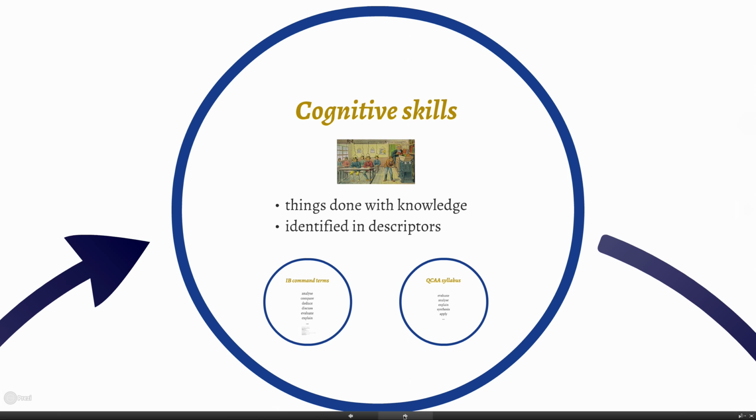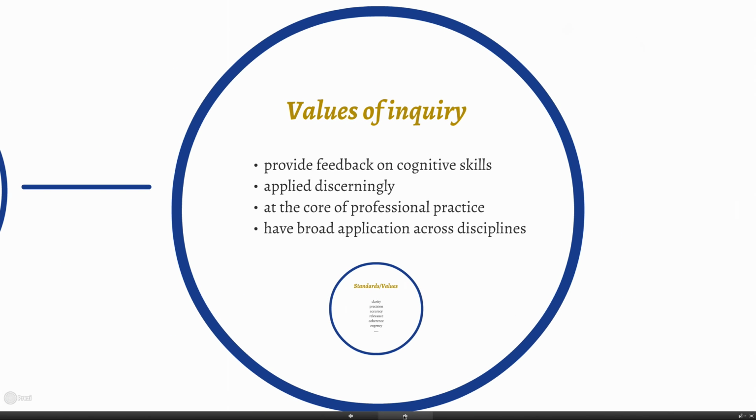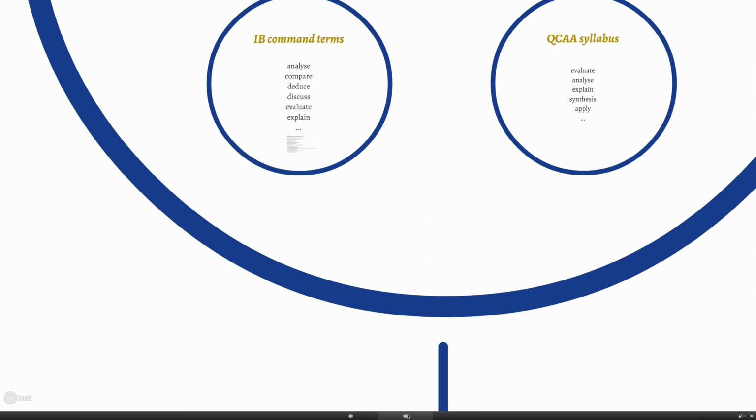But of course, how well are we doing the cognitive skills? That's a question worth asking, and this is where we come into this concept of the values of inquiry, ways in which we can evaluate our cognitive skill operations and provide feedback on the skills. These values are applied discerningly; they're at the core of professional practice. To just look at some of those things there: the values of clarity, precision, accuracy, relevance, coherence, cogency, the standards by which we judge the quality of our thinking, what we do with knowledge.